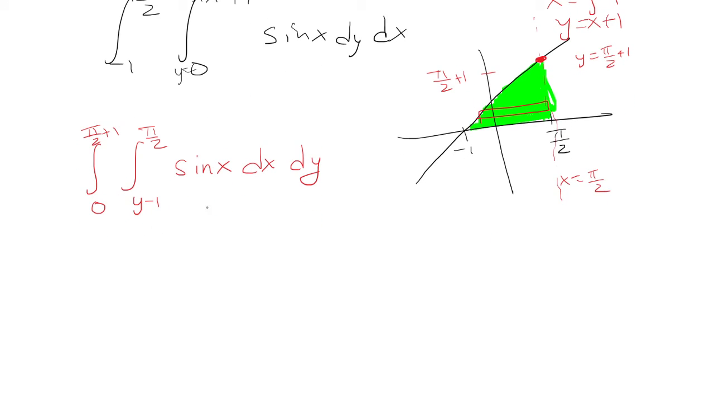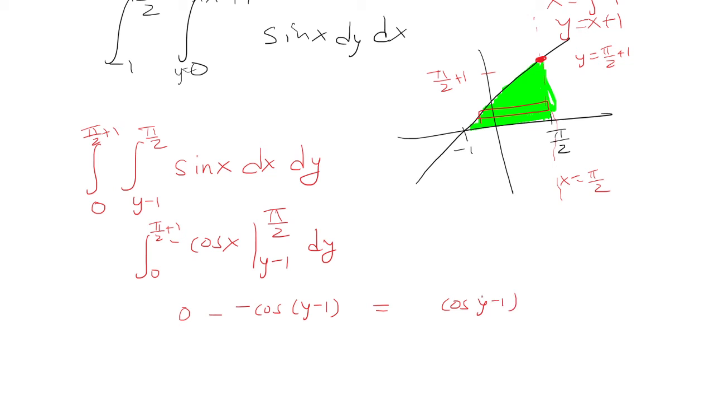Let's integrate with respect to x. We get negative cosine of x from y minus 1 to pi over 2. Okay, plug in pi over 2 in for x. So negative cosine of pi over 2 is 0. So you have 0 minus negative cosine y minus 1, which really is just positive cosine y minus 1. And then we have to integrate it from 0 to pi over 2 plus 1.